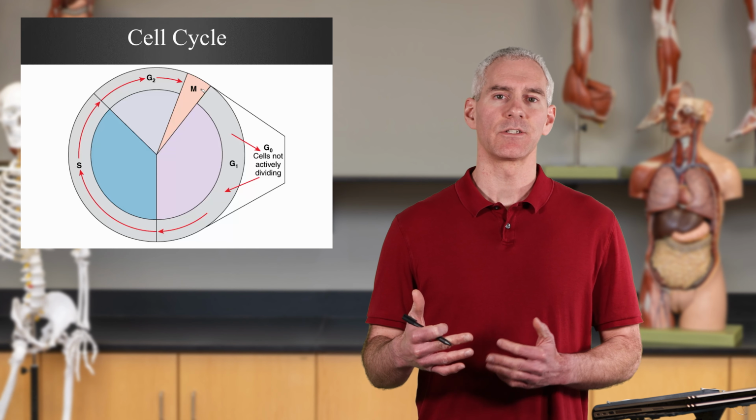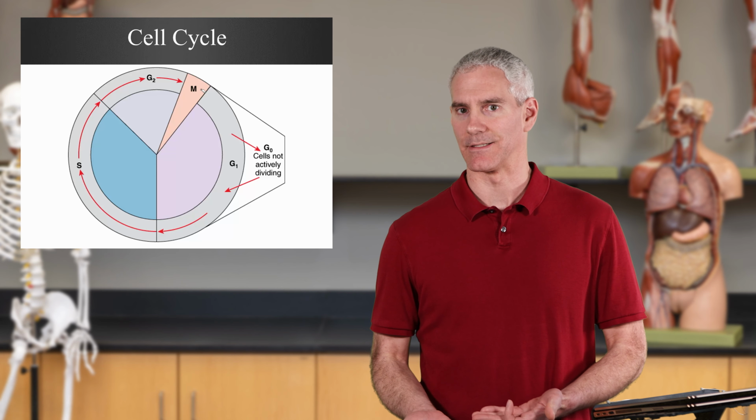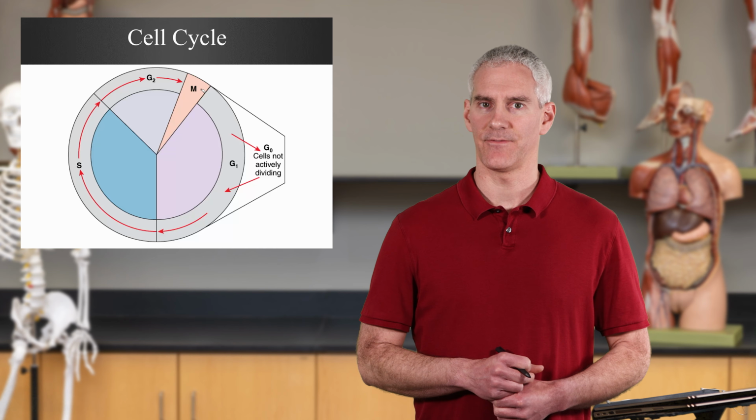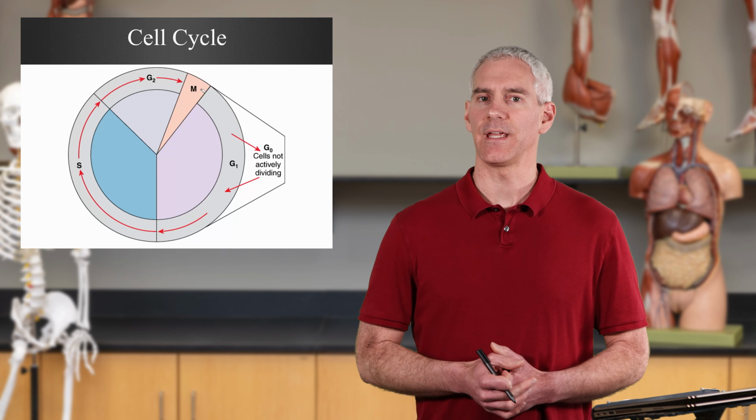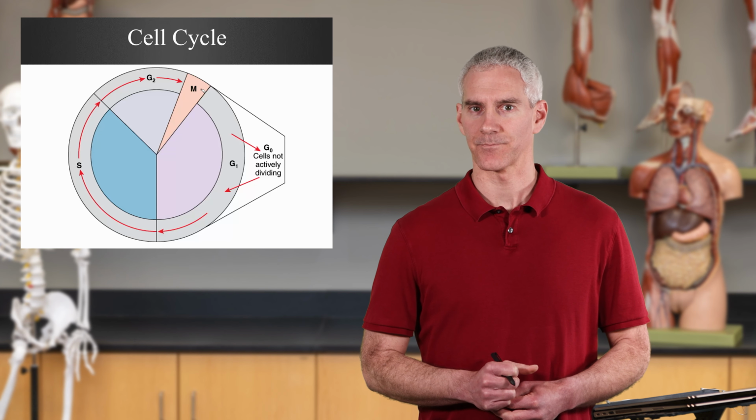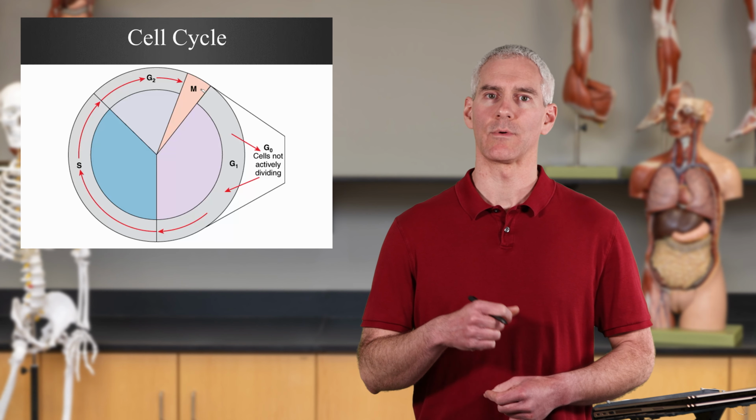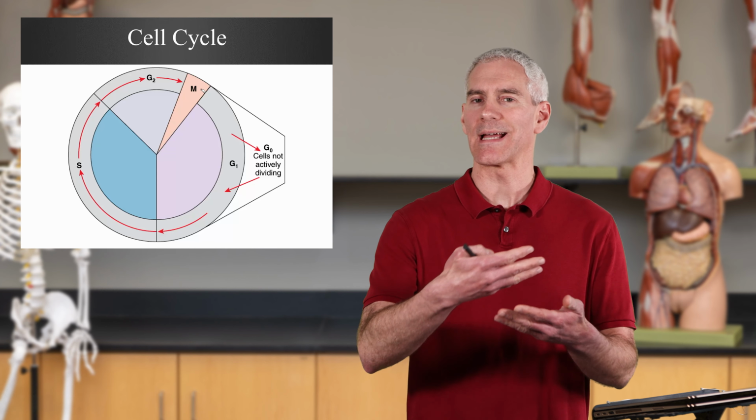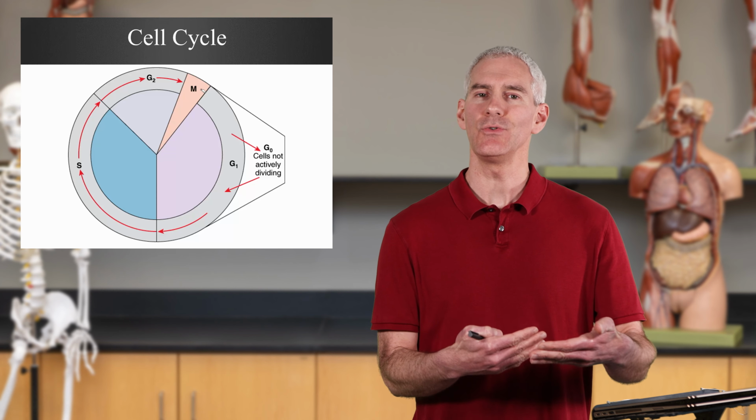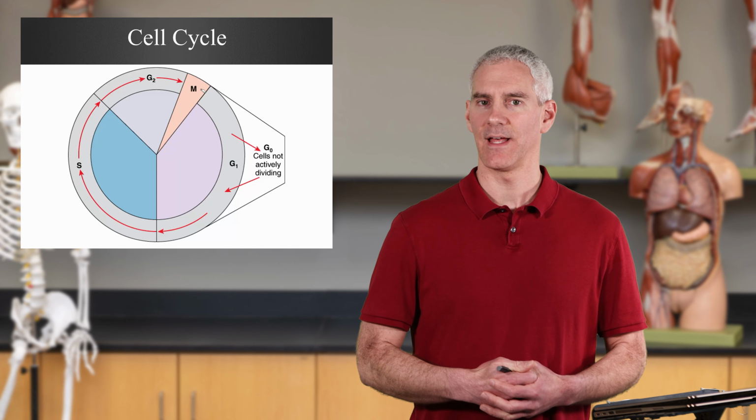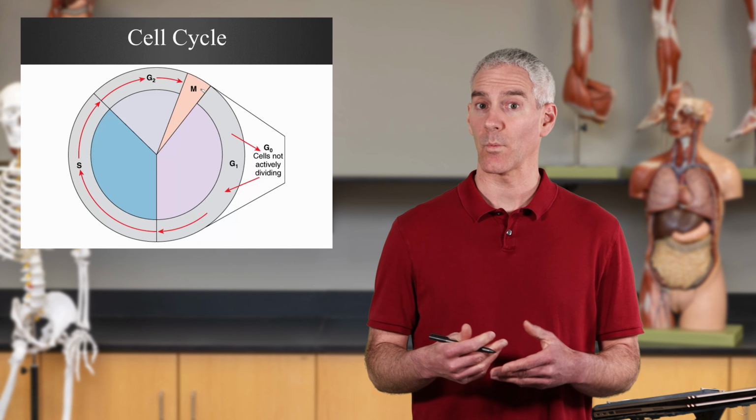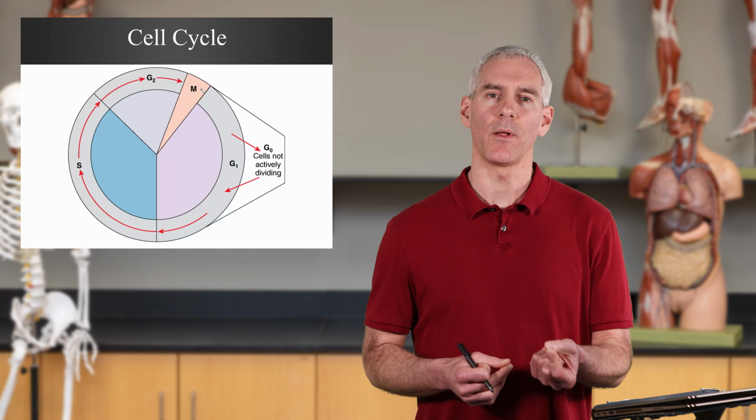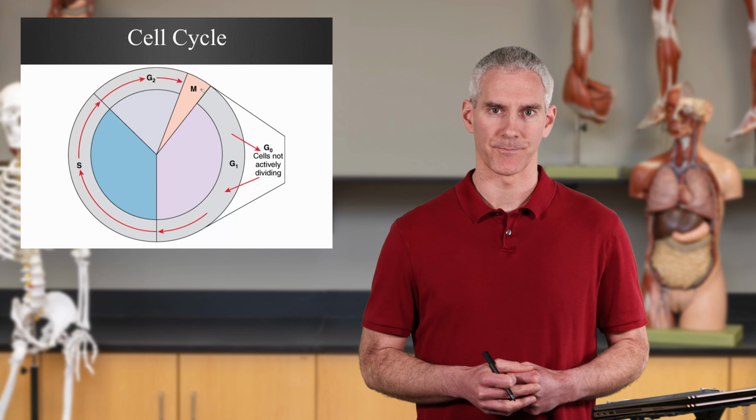Now, if that cell is going to reproduce again, so basically go through mitosis again, it'll enter into the S phase. The S phase, or synthesis phase, is when the DNA is replicated. You'll start with the normal double strand, and then you'll make a copy of that. So you have two exact copies of that double strand, which means this cell, for a short period of time, will have double the amount of DNA that should be there.